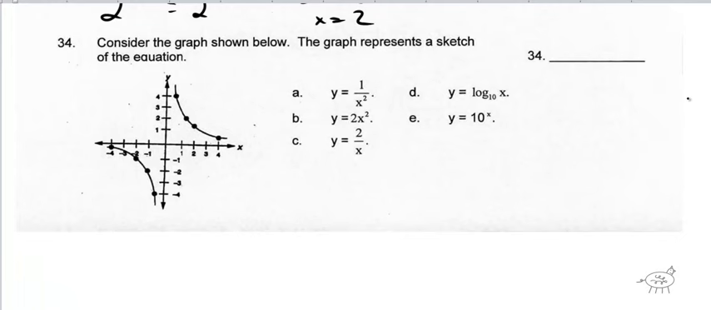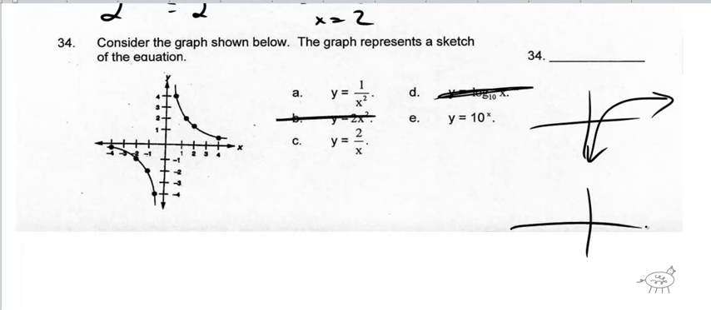Okay, 34, consider the graph below. It represents which one? You know what? You could use your graphing calculator. You could think a little logically. This is definitely a rational function. And there's an asymptote at x equals 0. That would pretty much eliminate this one because that's a quadratic. This is a log. A log looks like this. You should know that.